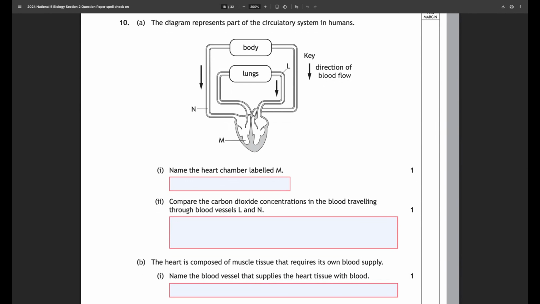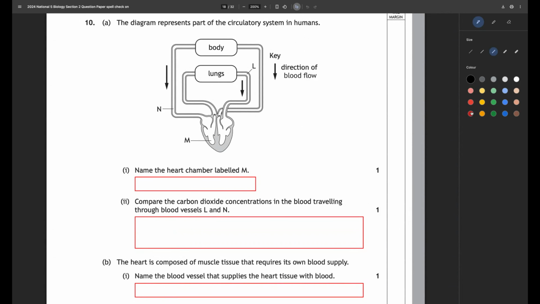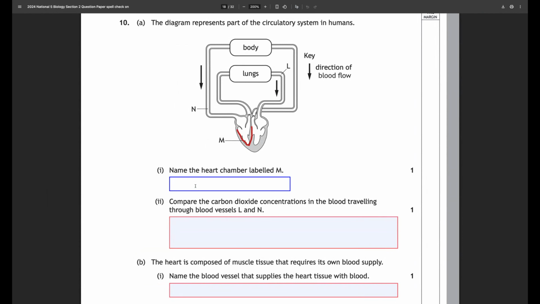In A, the diagram represents part of the circulatory system in humans. So we've got the body, the lungs, the heart there, and all of the vessels going in and out. Part 1, we have to name the chamber labelled M. When I'm teaching this to my students, I always say, draw the outline of this chamber with a pencil like that. And when you draw the outline of that chamber, it's shaped like the letter V. So that tells us that this is the ventricle.